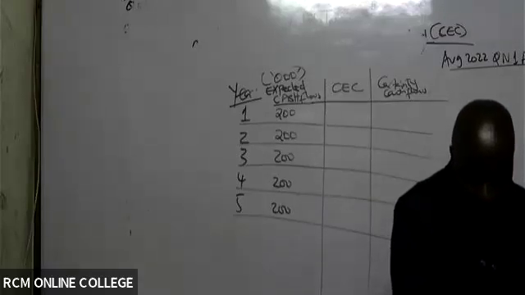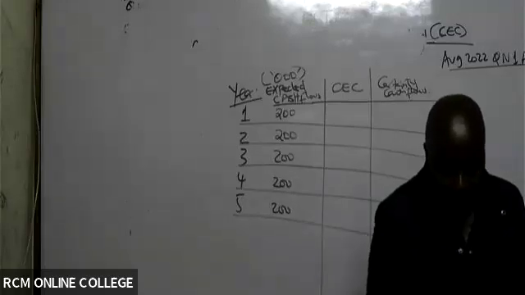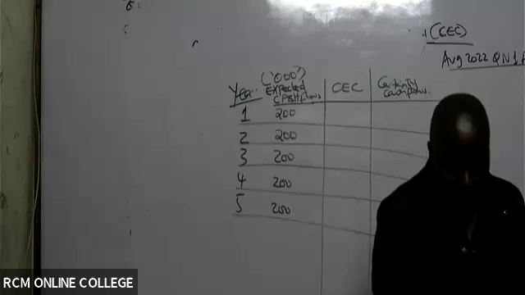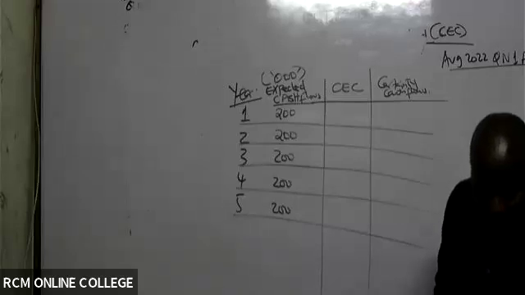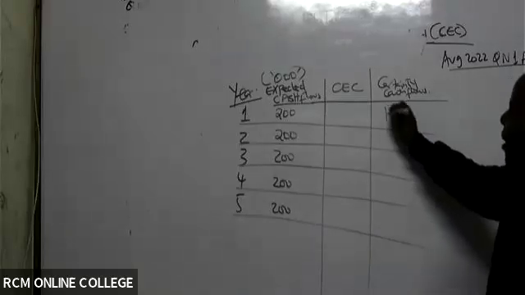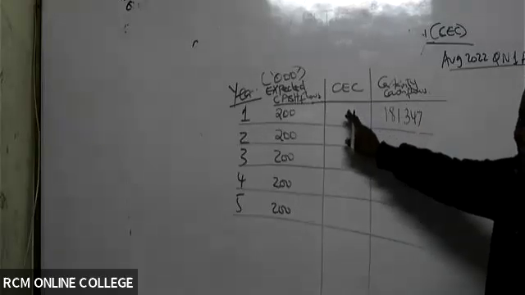The firm is indifferent. Look at the additional information one. The firm is indifferent between a certain amount of 181,347 at the end of the first year and the expected cash flow. So here we have 181,347, isn't it? So they come and give us the CEC for year one.